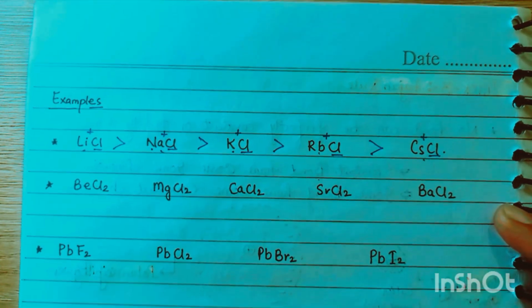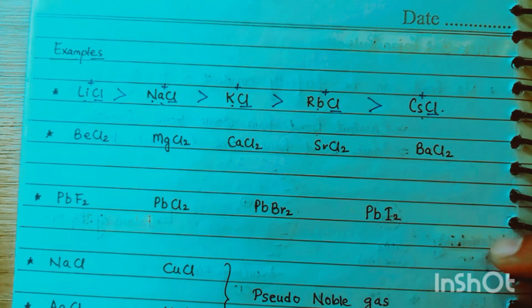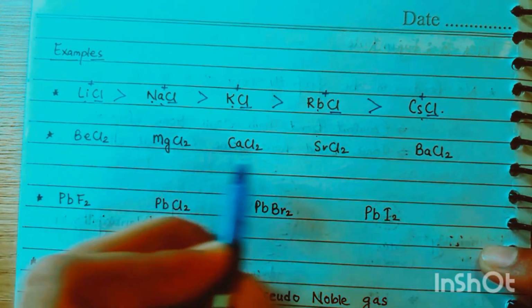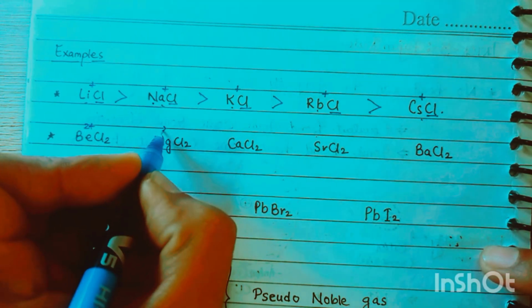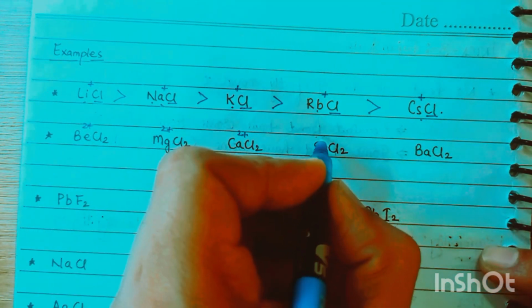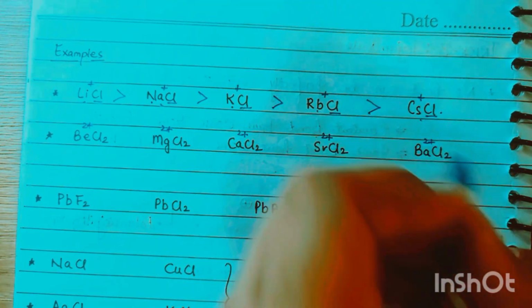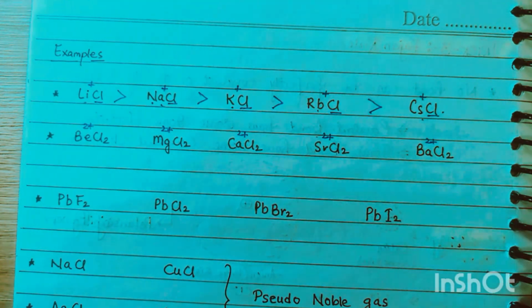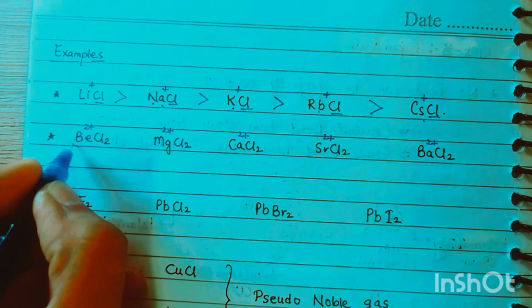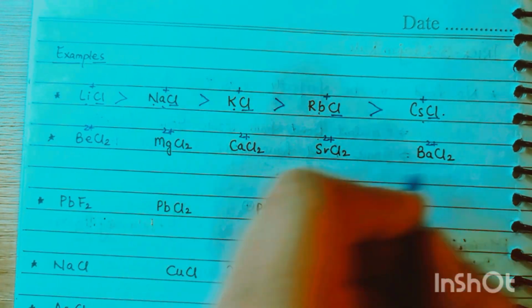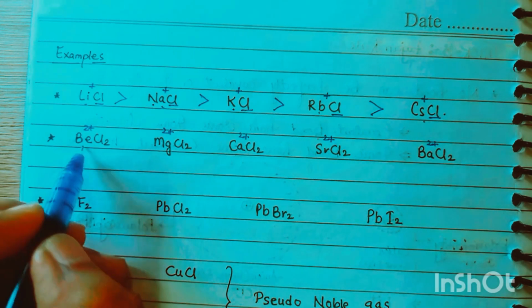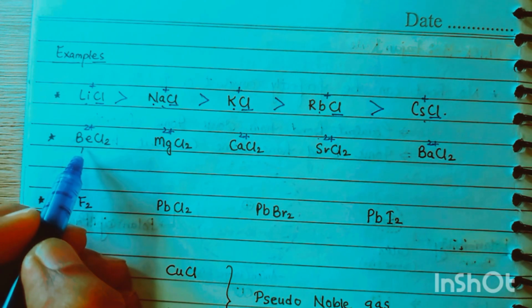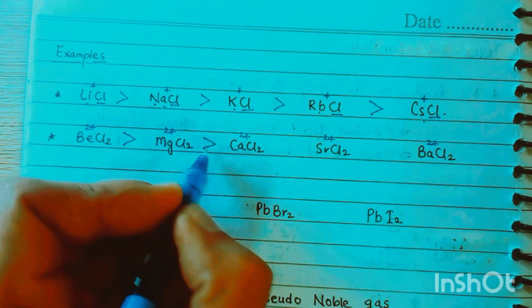Can you predict the correct order in the second example? Yes, all the examples belong to group 2. In this case, anion is common also, just like in the first case. Now Cl is common. Be2+, Mg2+, Ca2+, Sr2+, Ba2+ all have the equal positive charge, but the size differs. Be is smallest in size, more charge density, more positive charge density, more polarizing power. So the covalent character will be like this.